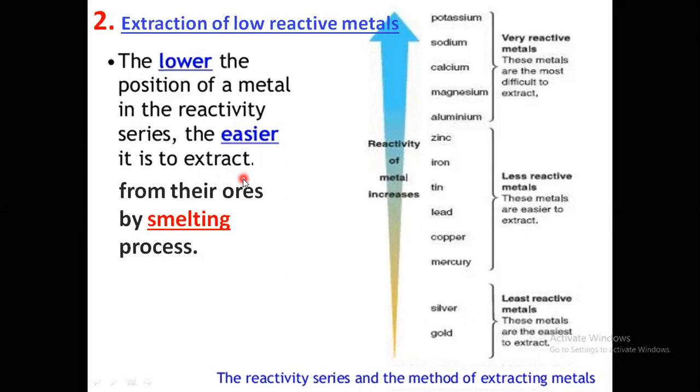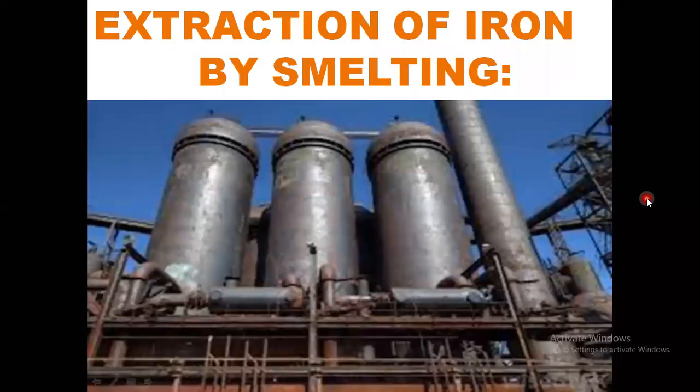And the process we use for extracting metals from their compounds is smelting. So we can say that the lower the position of a metal in the reactivity series, the easier it is to extract from its ore. And the process we usually use for extraction of less reactive metal is smelting. Okay, let's take an example of extraction of iron, which is a less reactive metal. Extraction of iron by smelting process.